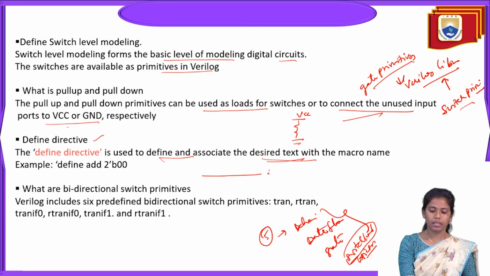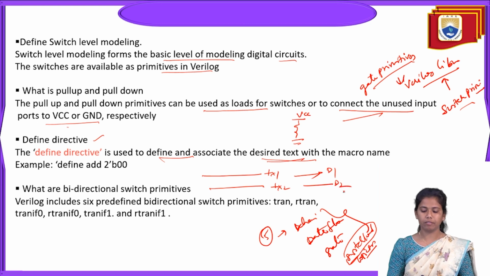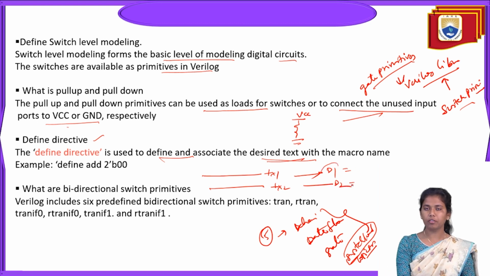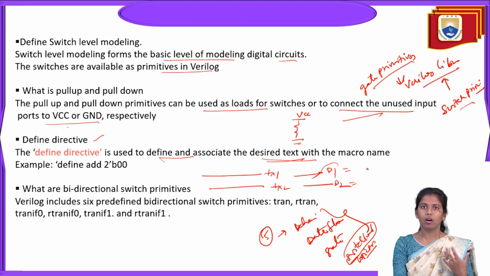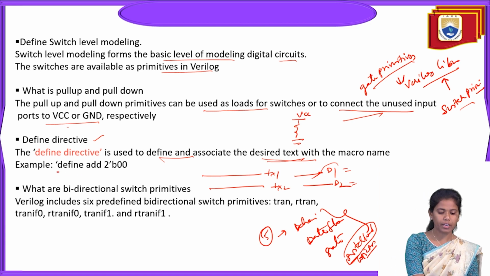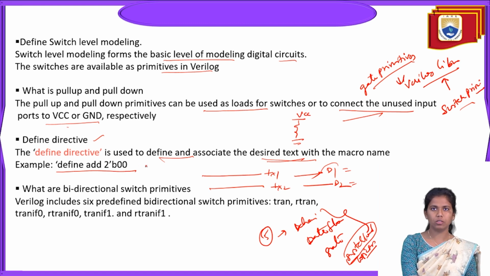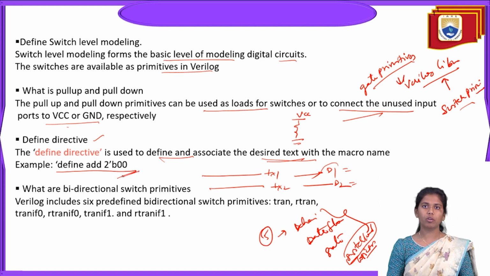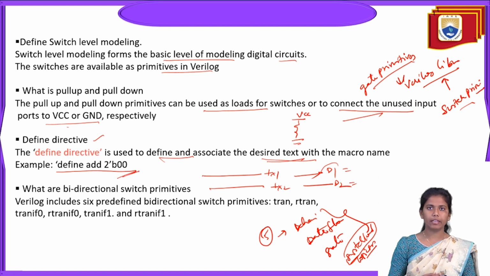So particularly this text 1 is associated with some directive and this text 2 is associated with some directive. Likewise, for each directive we are giving a macro name, a big name, or a name of many characters. We define such a macro name like this: define add 2-bit of binary, bits 2 be 0, 0. So this is how we will represent or give the name of a particular directive. And this kind of directive we have in switch level modeling as well.